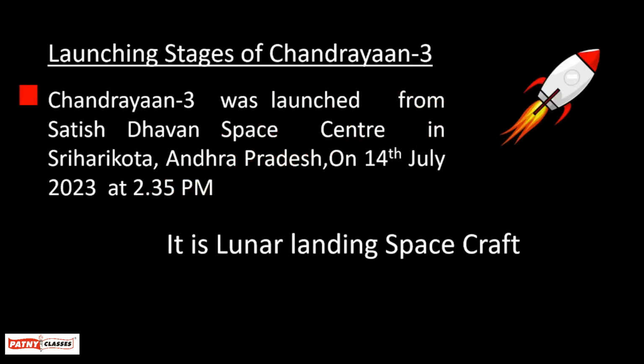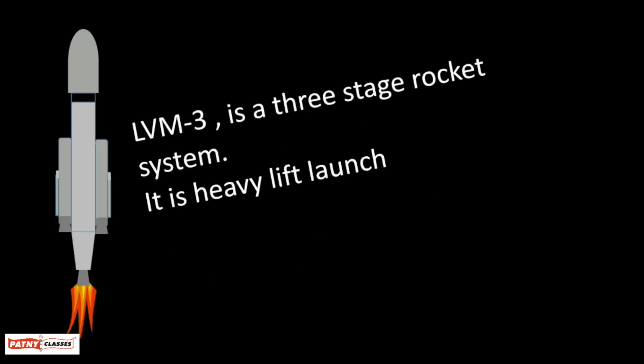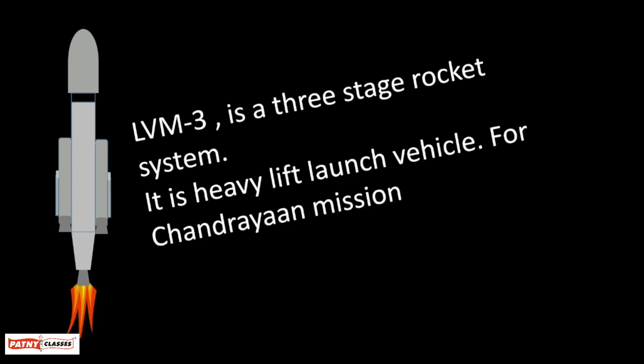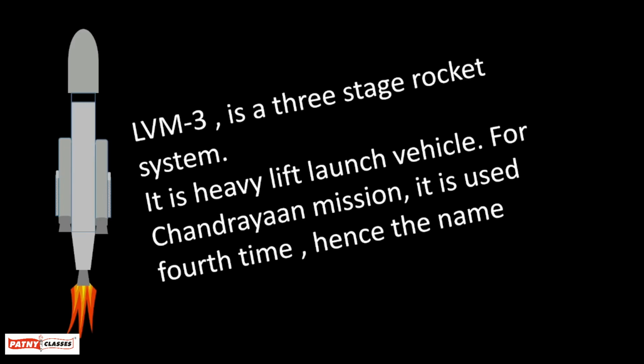It is a lunar landing spacecraft. LVM-3 is a three-stage rocket system. It is a heavy lift launch vehicle. For the Chandrayaan mission, it is used for the fourth time. That means before using LVM-3 in Chandrayaan-3, it was already used 3 times before the Chandrayaan mission. Therefore, the name given to this rocket is LVM-3M4.